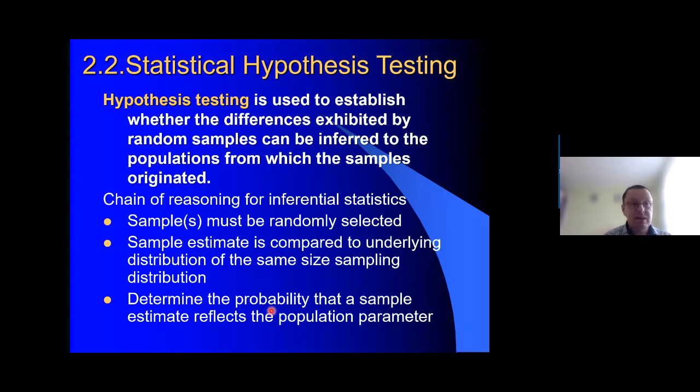Difference in specific sample characteristics, so we can perform assessment and hypothesis testing against the mean, mode, median, standard deviation, variance, so differences of each of these parameters. Descriptive statistical characteristics could be used as distinguishing criteria here. And for chance variation, for inference the statistical sample must be randomly selected, and the sample estimate is compared to the underlying sample distribution to determine the probability that the sample estimate reflects population parameters.